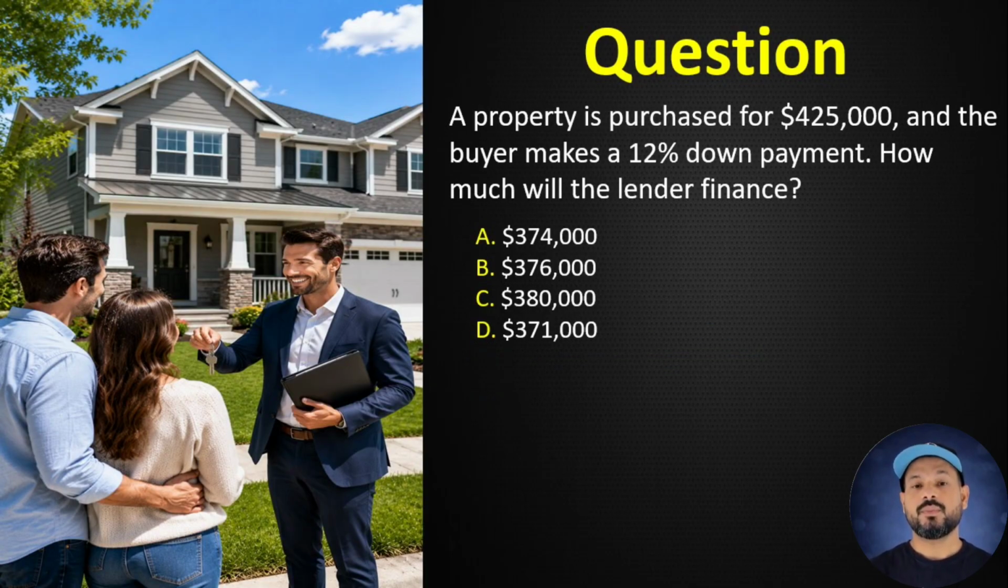Question number 32. A property is purchased for $425,000 and the buyer makes a 12% down payment. How much will the lender finance? A. $374,000, B. $376,000, C. $380,000, D. $371,000. Correct answer A. $374,000. The lender finances 88% of the purchase price after a 12% down payment.